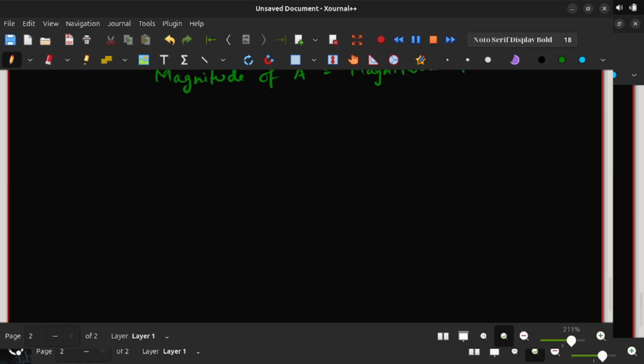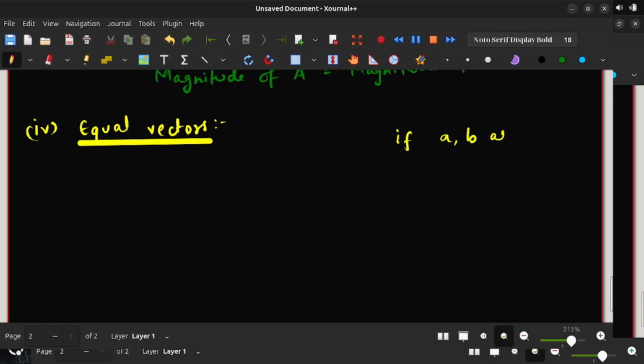What about the fourth one then? The fourth one is called equal vectors. So actually there are many kinds of vectors that we can talk about, but I have specifically picked these four for us for now. Okay. So what are equal vectors? If two numbers are equal, if A and B are two numbers, and say they are equal.